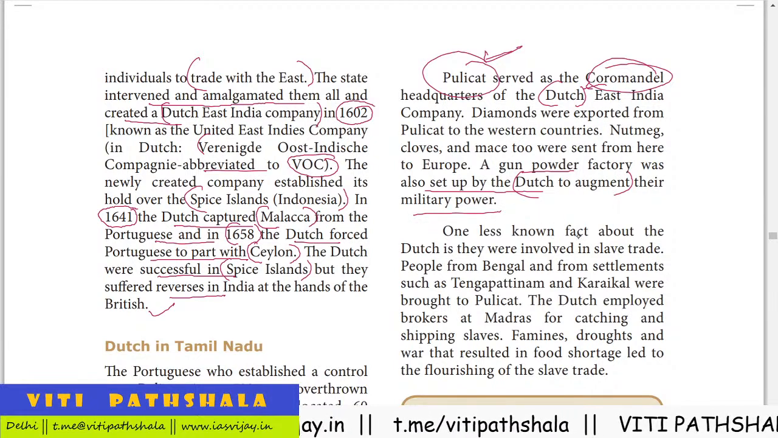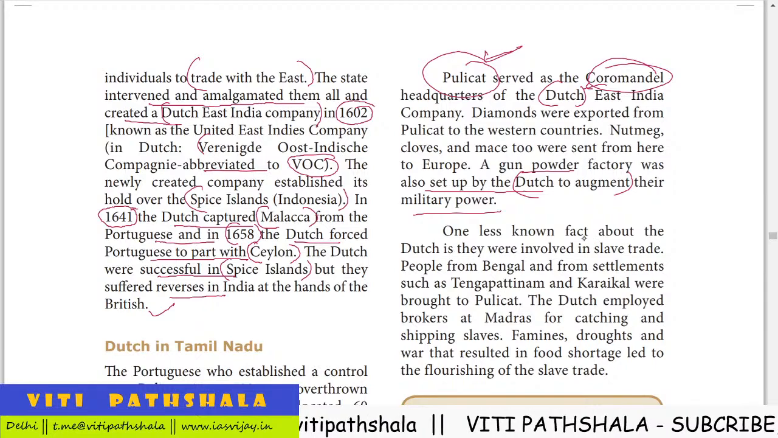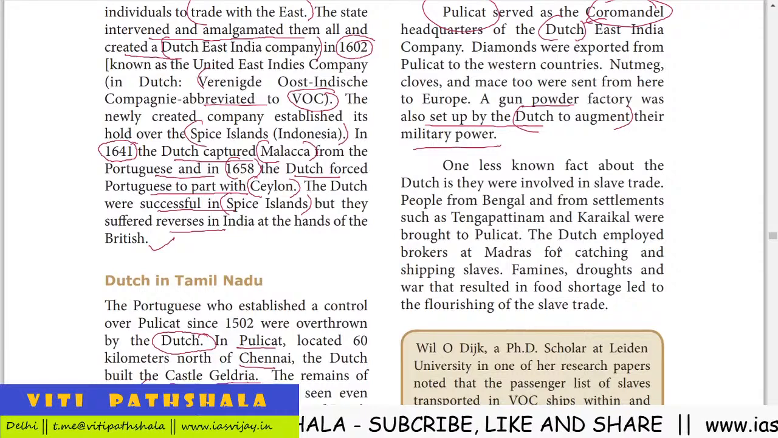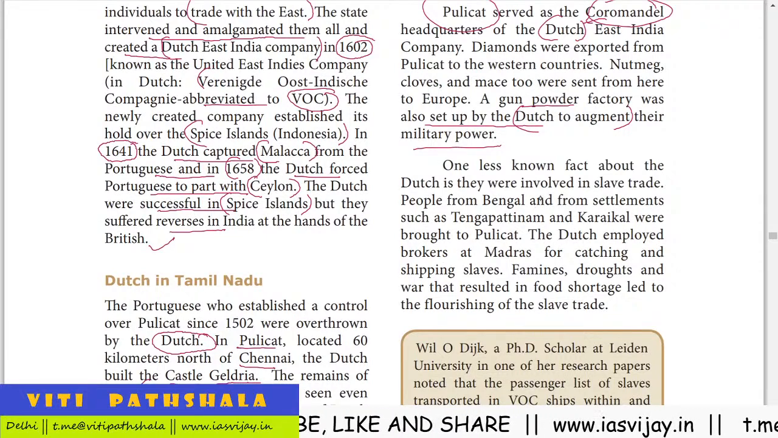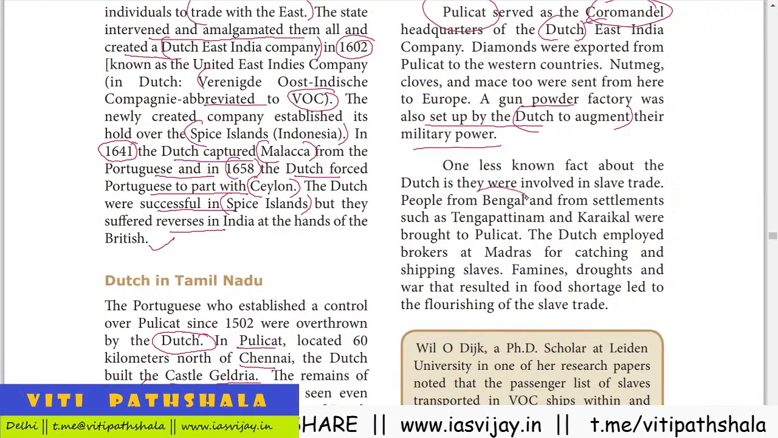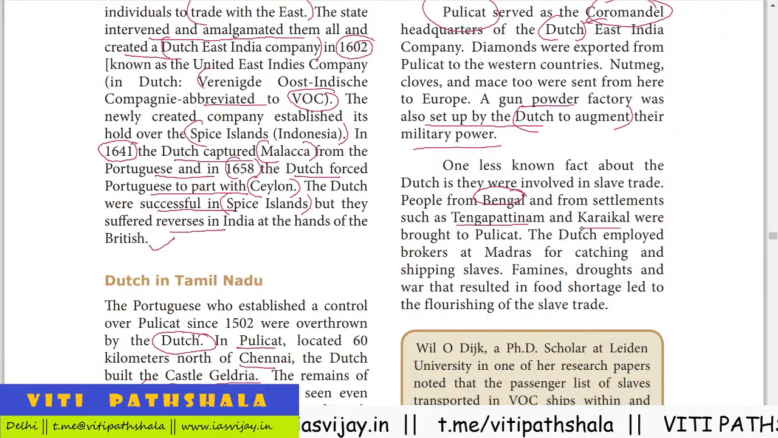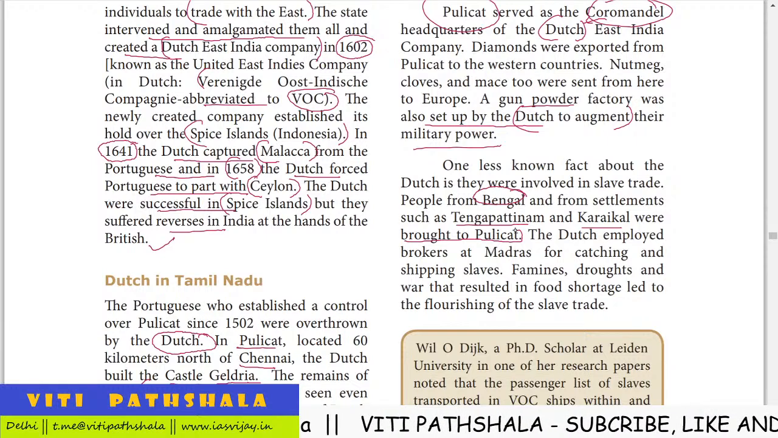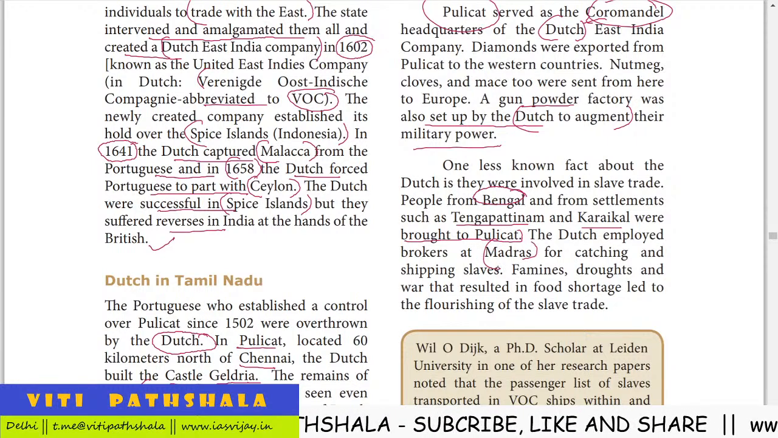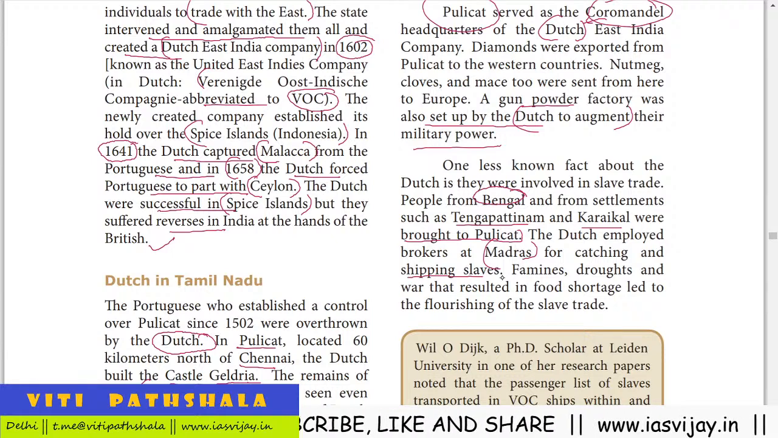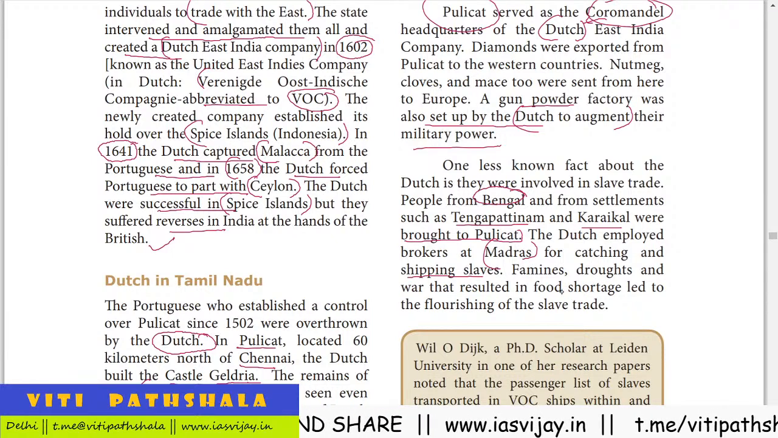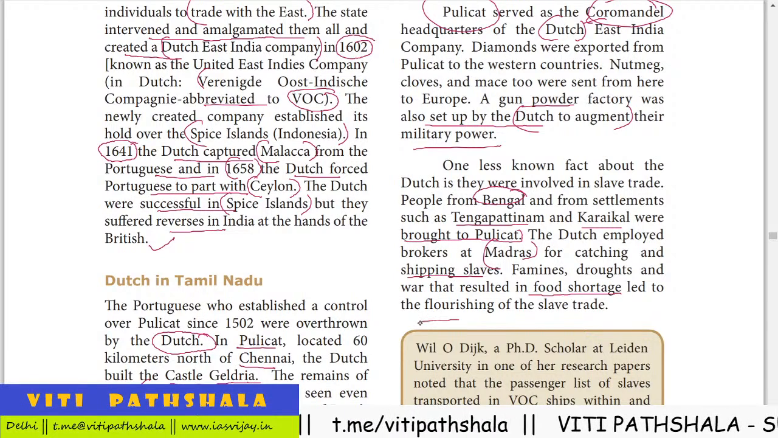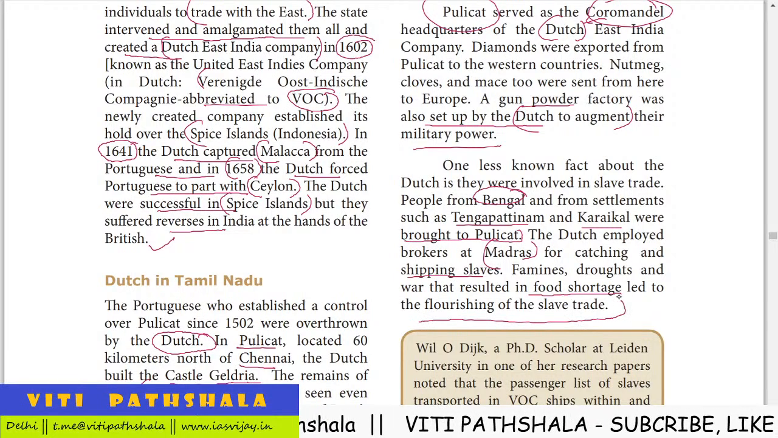Now, one less-known fact about the Dutch is that they were involved in the slave trade. Now, people from Bengal and from the settlements such as Nagapattinam and Karaikal were brought to Pulicat. The Dutch employed brokers at Madras for catching and shipping the slaves. Famines, droughts, and wars that resulted in food shortage led to the flourishing of the slave trade.